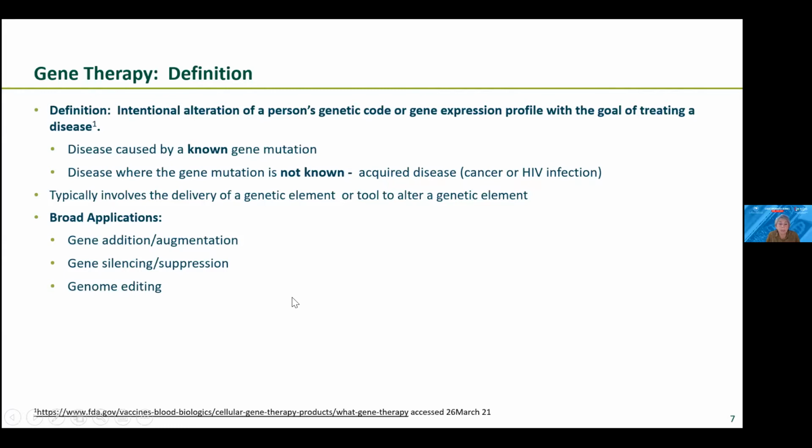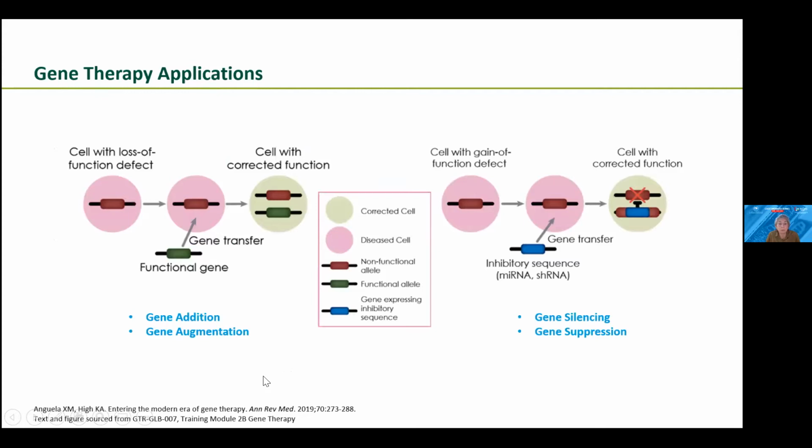The first group that I think most people are familiar with is what we call gene addition. I like to use the term gene augmentation because these are actually very different in my mind. Gene addition would be where you're adding a gene that does not normally exist in the genome. A very good example of this would be the CAR T therapies, in which you're adding a chimeric antigen receptor to normal T cells and asking them to do a job.